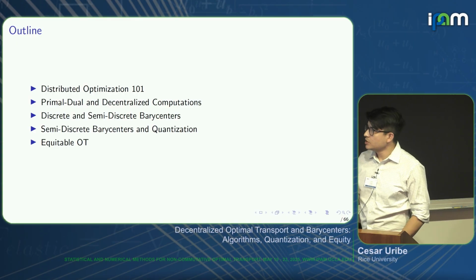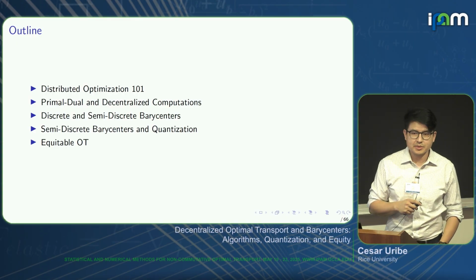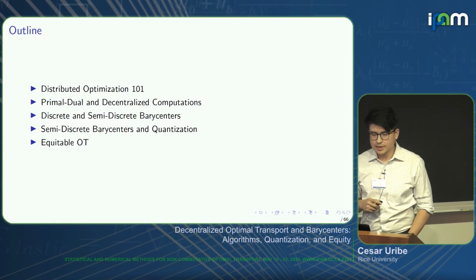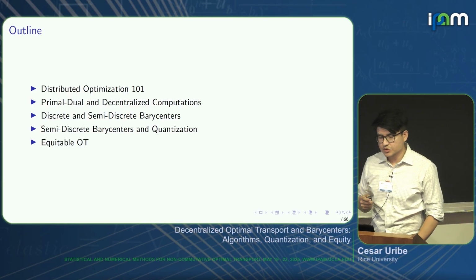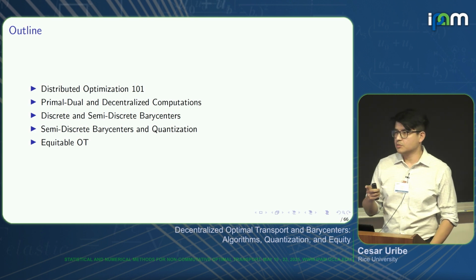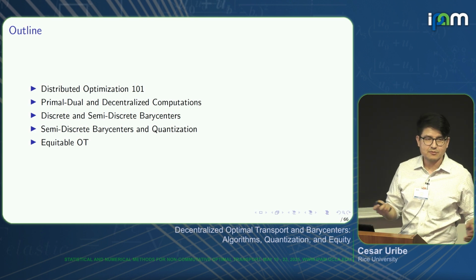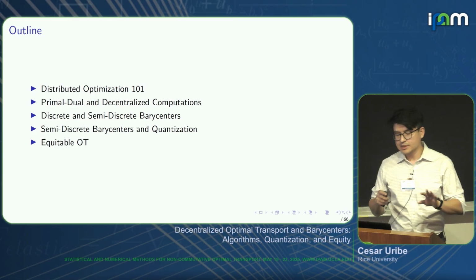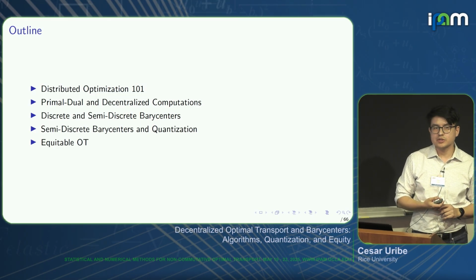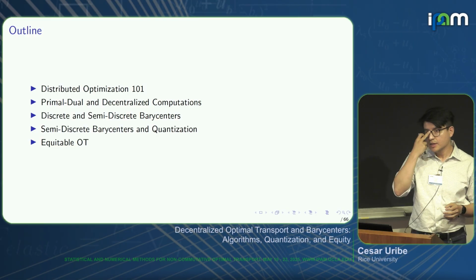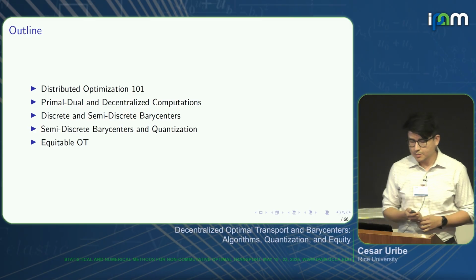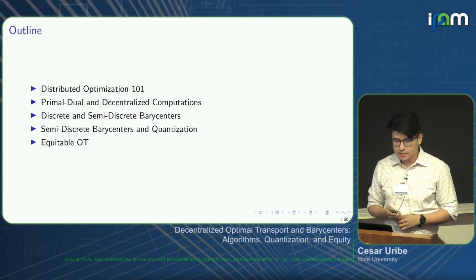I'm going to first do a 101 distributed optimization review, so we are on board of what distributed optimization is. Then we're going to see how that connects to decentralized computations based on the super nice properties of primal-dual, primal duality of entropy-regularized optimal transport. And then we're going to see a couple of variations of this problem for which we can actually provide explicit convergence rate, convergence guarantees, and computational and sample complexity properties.